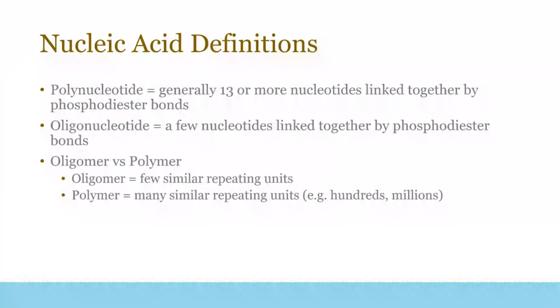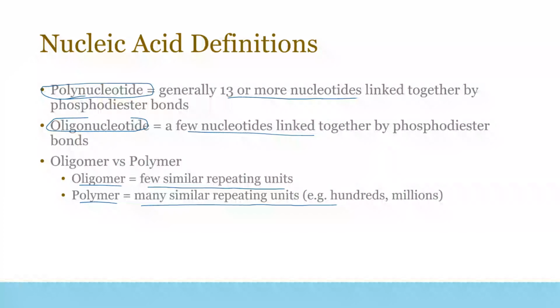Importantly, you should know some nucleic acid definitions. A polynucleotide is generally 13 or more nucleotides long, and it's linked together by phosphodiester bonds. An oligonucleotide is a few nucleotides linked together by phosphodiester bonds. And here let's differentiate between oligomers and polymers. An oligomer stands for few similar repeating units. A polymer stands for many similar repeating units, and so they could be hundreds or millions of repeating units, as we could see in DNA.